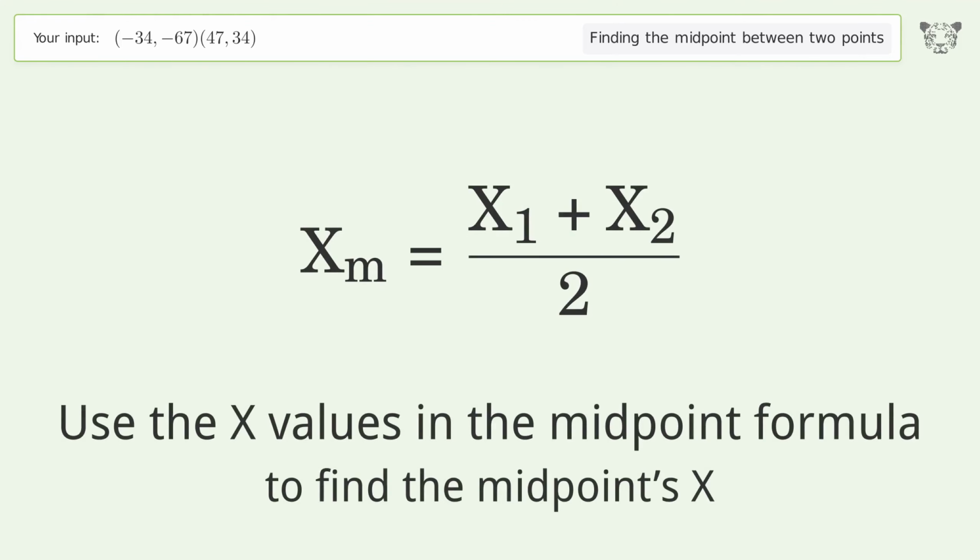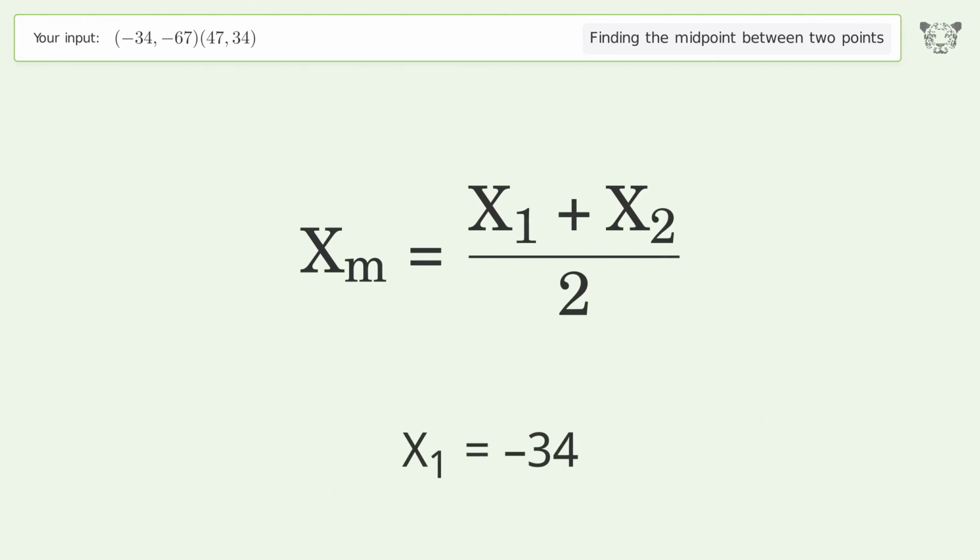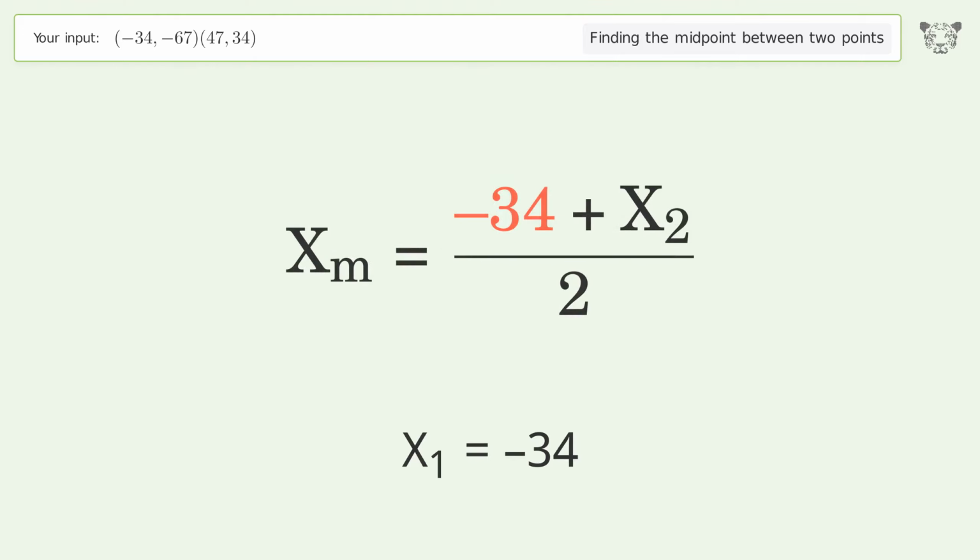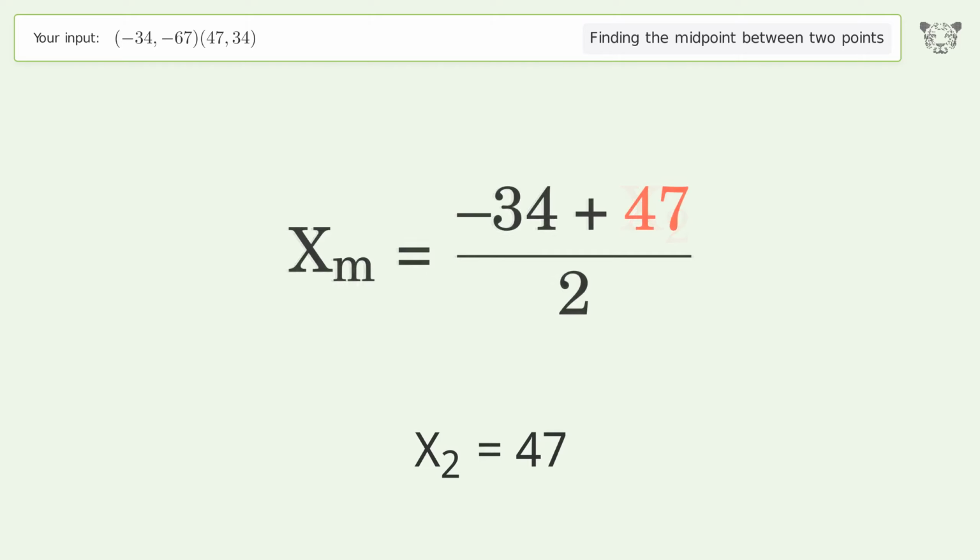Use the x values in the midpoint formula to find the midpoint's x. x1 equals negative 34. x2 equals 47. Simplify the arithmetic.